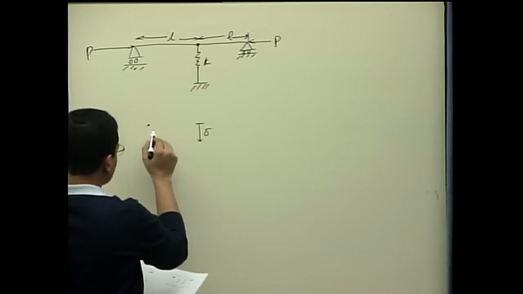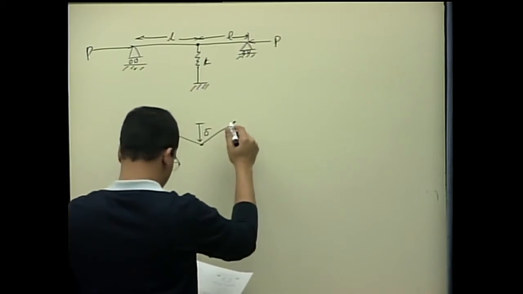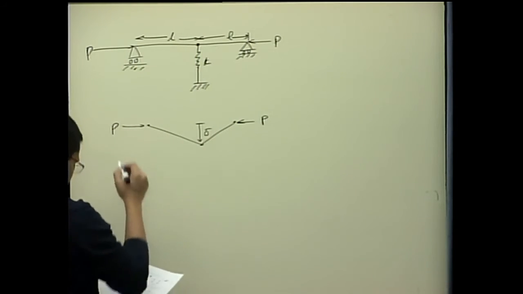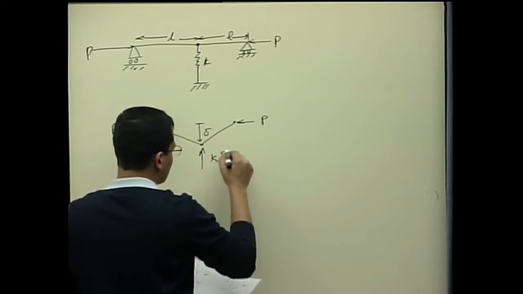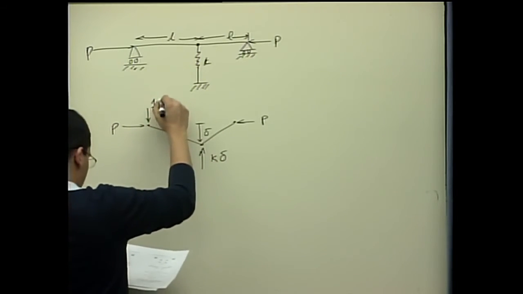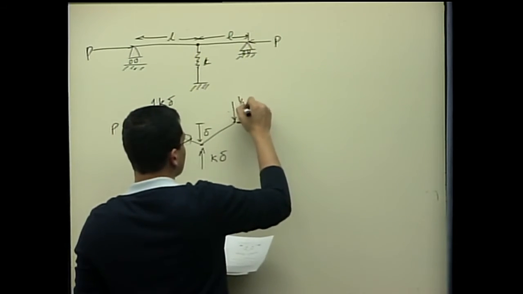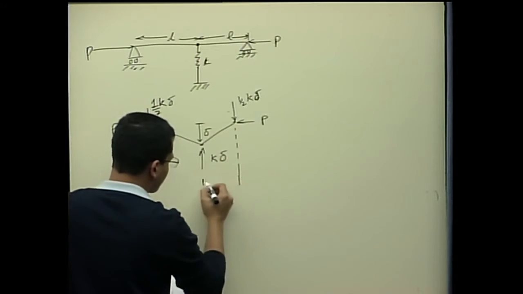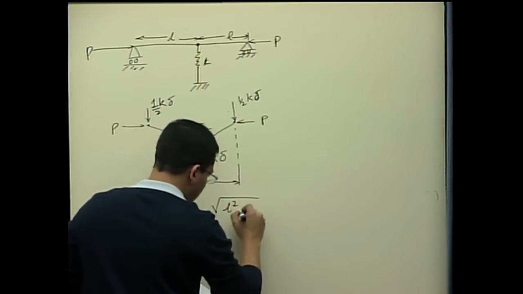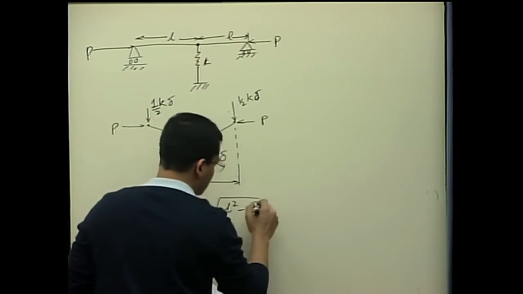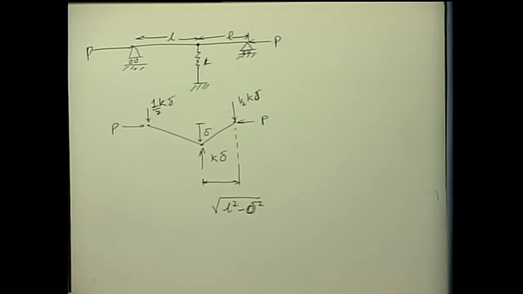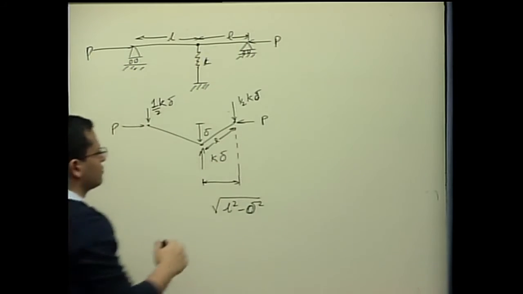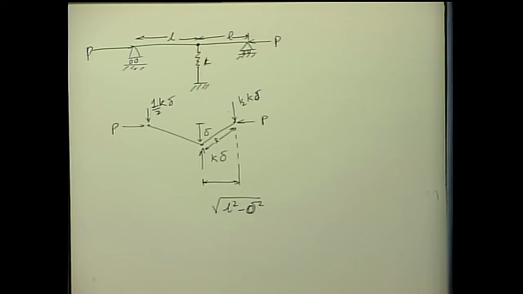So this system in a deformed state would look like this, and this horizontal distance will be square root of L square minus delta square, because this distance is L, right? So you can define 1 degree of freedom in the system which is delta and write all the distances in this geometry with respect to delta.